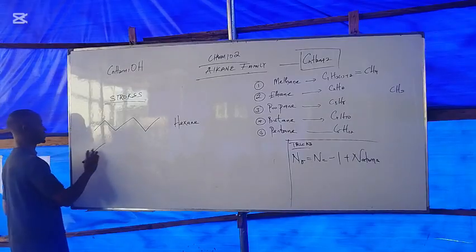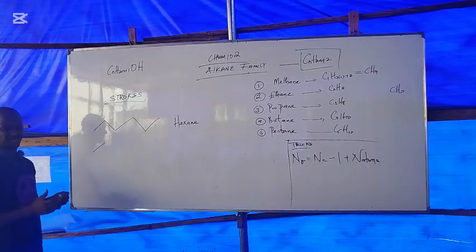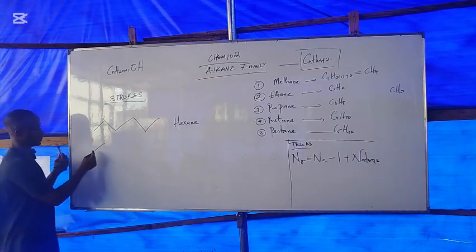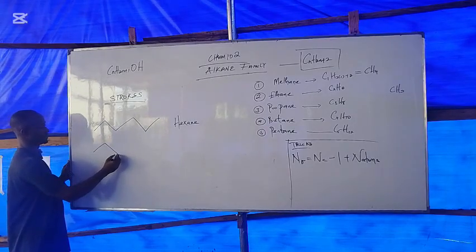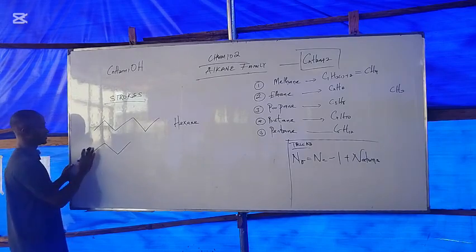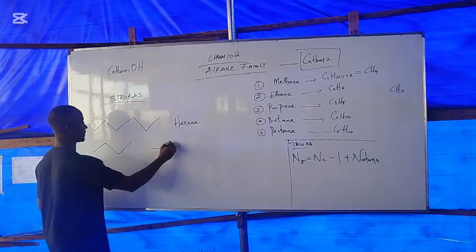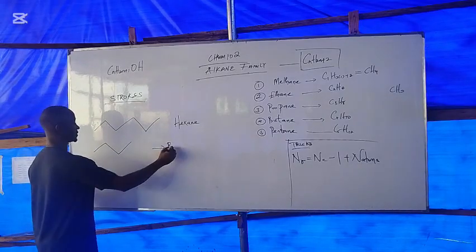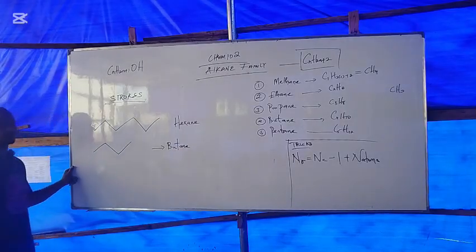What if I have just a single stroke? What's it called? Ethane. Why? 1, 2. Are you following? But let's go this way. What do you call this? 1, 2, 3, 4. Four is what? But, which is butane. Are you following? Okay.